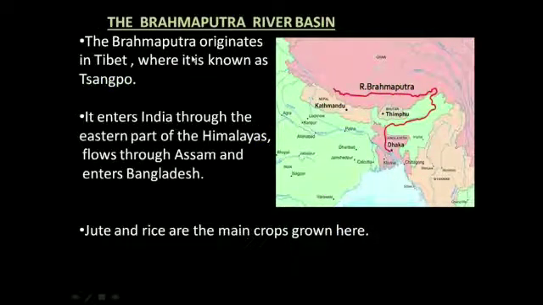Next, third, the Brahmaputra river basin. The Brahmaputra originates in Tibet where it is known as Tsangpo. Here you can see the river Brahmaputra. It enters India through the eastern part of the Himalayas, flows through Assam and then enters Bangladesh. Jute and rice are the main crops grown in this river basin.